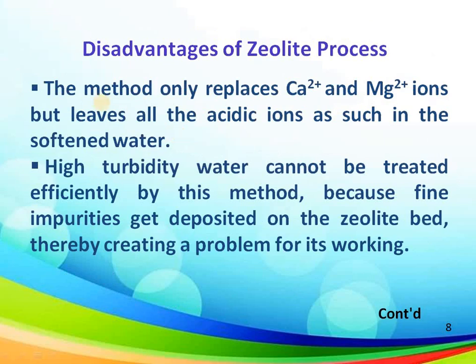It also has some limitations. This method only replaces calcium and magnesium ions but leaves the acidic ions, meaning bicarbonate and carbonate, in the softened water. High turbidity water cannot be used in this technique, because turbid water can damage the pores of the zeolite beds and create different kinds of problems. Otherwise, this technique is very effective, cost effective, easy to use, and very important.